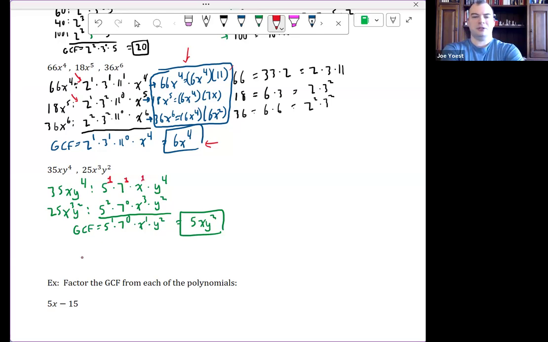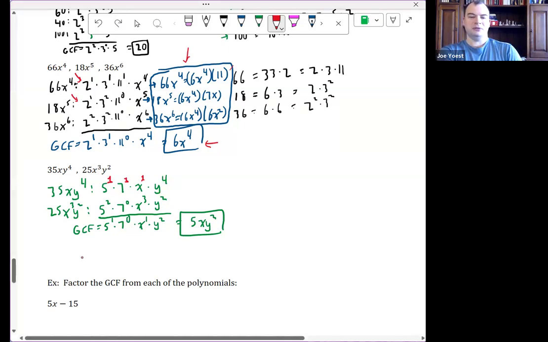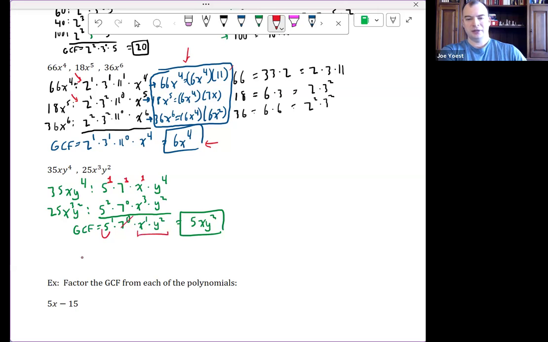X is, again, just x to the first. My powers are the first power and the third power, the smallest is the first power. So I just have one factor of x, or x to the first, in the GCF. And on my y's, I have 4 and 2 as the powers. The smallest of those is 2. So I have 5, 7 to the 0 is just 1, x y squared.